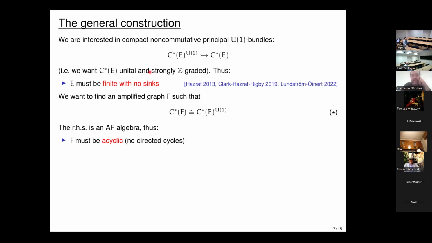But I still don't see how. I mean, I understand no sinks because I remember how the proof goes. And a graph with a sink is an immediate counterexample to the freeness of a gauge action. Yeah, exactly. This is why it's obvious to me why you have no sinks. Okay. But I completely don't understand this finiteness of the graph. I mean, finite E1. How can strong grading enforce on you that you have finitely many edges?